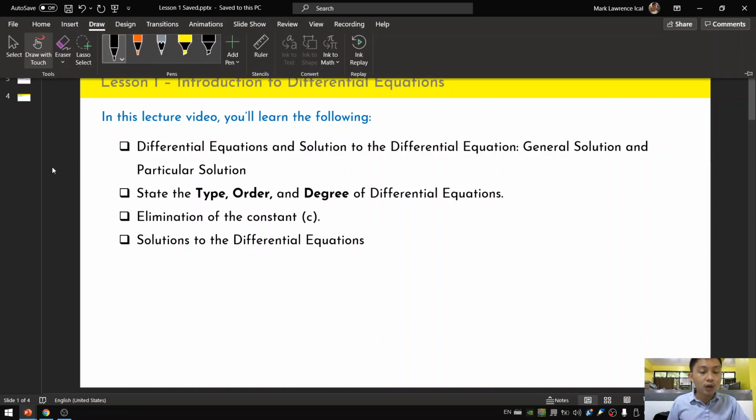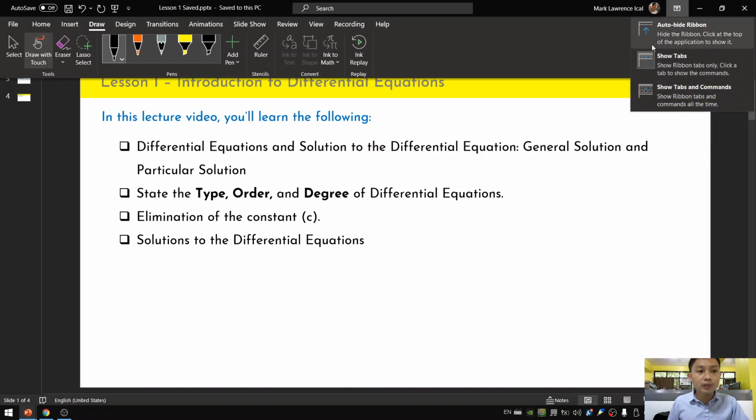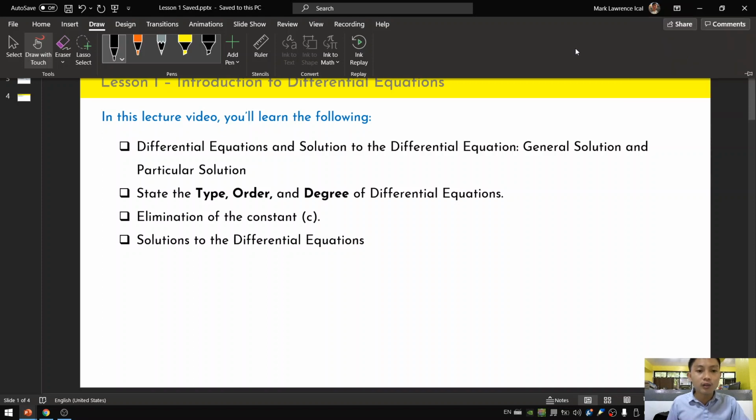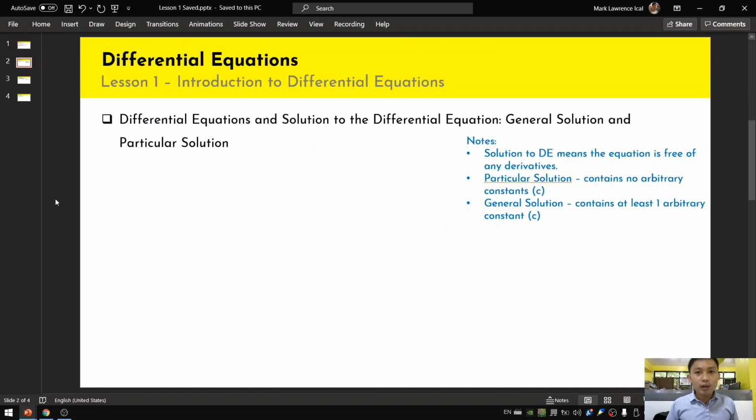And you're also going to learn how to state the type of the differential equation, what kind of differential equation is that, and what's the order and what's the degree. And also you're going to learn how to do the elimination of the constants and solutions to differential equations. So today for the first one, we're going to learn what are differential equations and solutions to the differential equations.